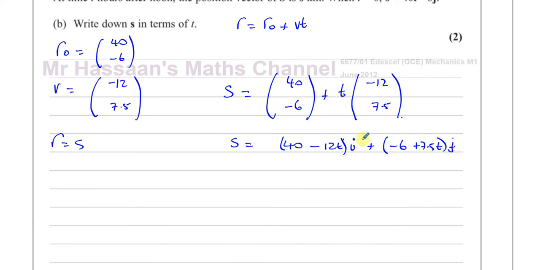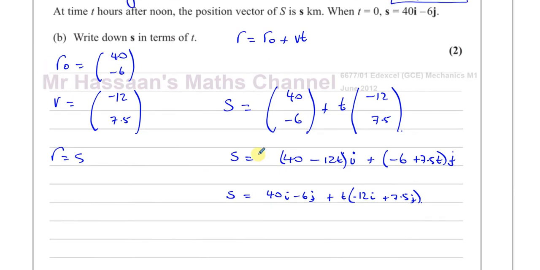Okay, you could write it in this form, you can write it in that form, you can even write it separately as 40i minus 6j plus, and you can say t times minus 12i plus 7.5j if you want. These are three different forms you could write it in. All of them are perfectly fine. Okay, so there we have the answer to question part B.